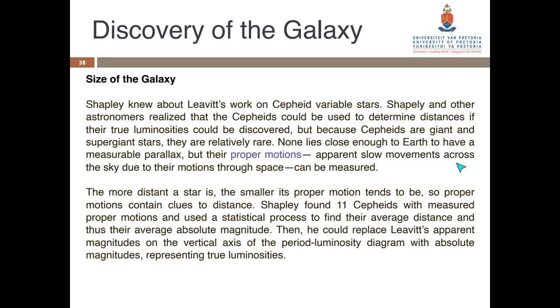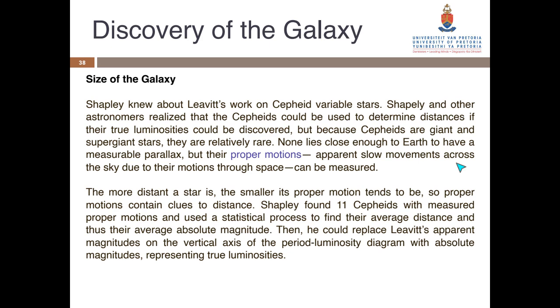Shapley knew about Leavitt's work on Cepheid variable stars, and Shapley and other astronomers realized that the Cepheids could be used to determine distances if their true luminosities could be discovered. But because Cepheids are giant and supergiant stars, they are relatively rare. None lies close enough to Earth to have a measurable parallax, but a proper motion, the apparent slow movement across the sky due to motion through space, can be measured. The more distant the star is, the smaller its proper motion tends to be. So proper motions contain clues to distance.